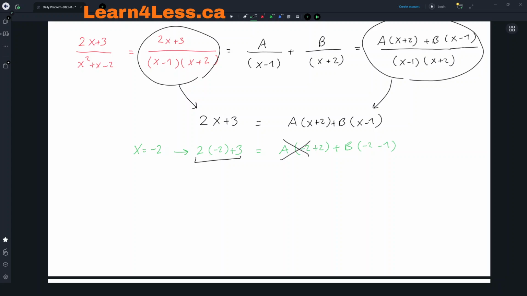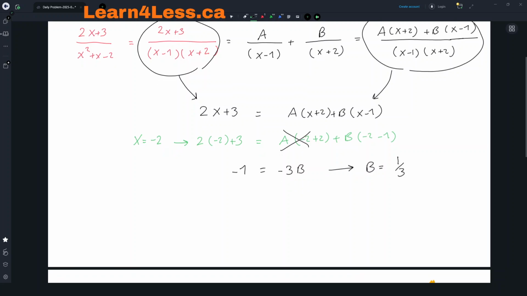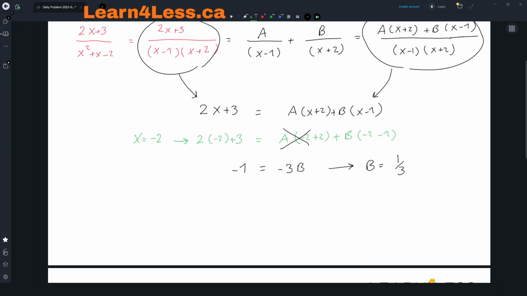Now I have a very simple equation. So I have 2 times negative 2, which is negative 4 plus 3, which is negative 1. And the right hand side is b times negative 2 minus 1, which is negative 3. So it is negative 3b. So from here, I can conclude that b is equal to 1/3. I simply divide both sides by negative 3.